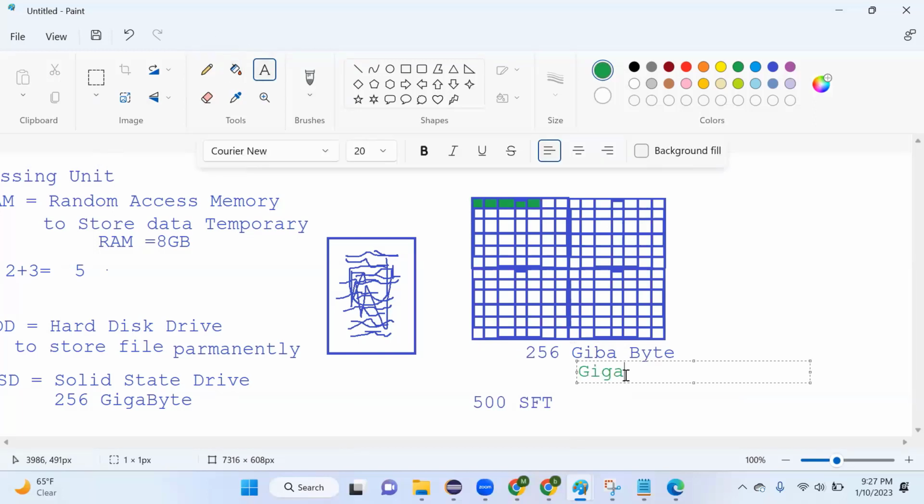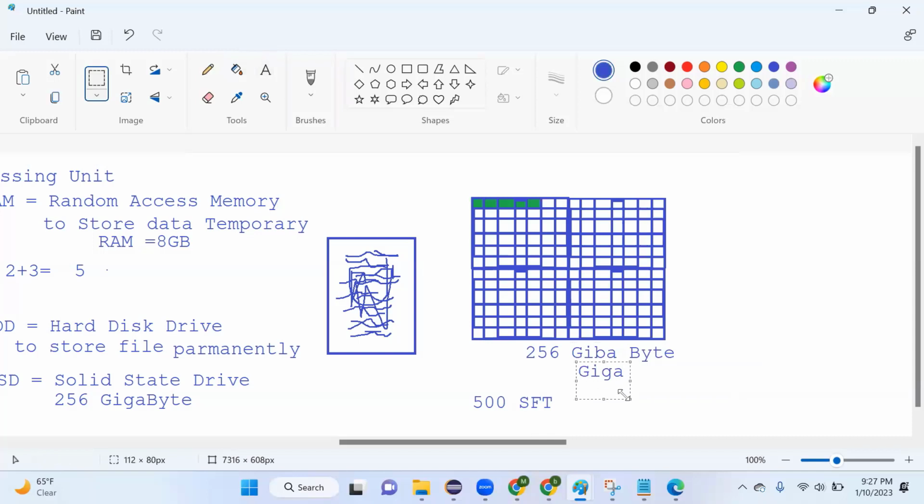Okay, giga. So 256 gigabyte. Gigabyte is the space, right? Space. It has to be three dimensional. Space means cubical things you are thinking about.